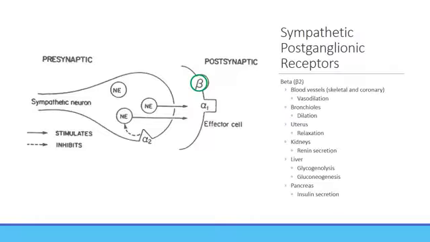Beta 2 is found in a variety of different tissues. Once again, it's found on the postsynaptic side, on the effector cells themselves, and they're found in blood vessels, in bronchioles, in the uterus, kidneys, liver, and pancreas. One of the things to remember is that the activity within the lungs, within the bronchioles, is to cause bronchial dilation, so it's going to open those airways up.